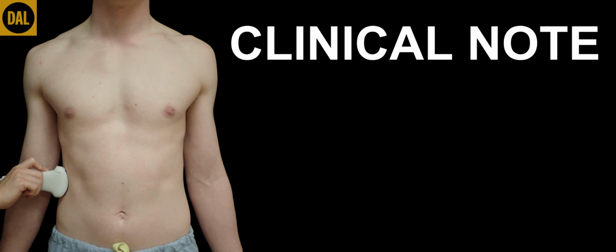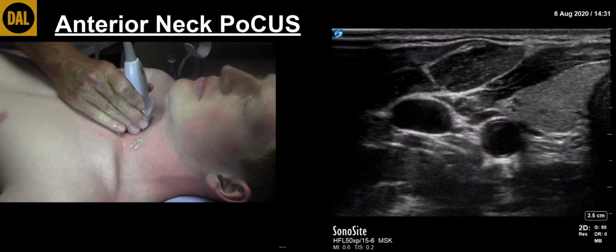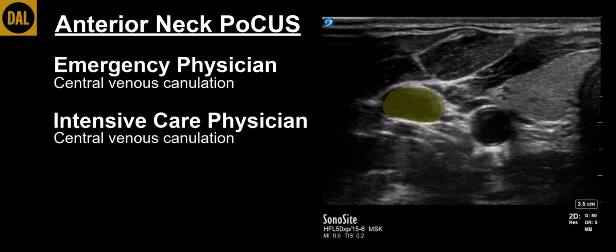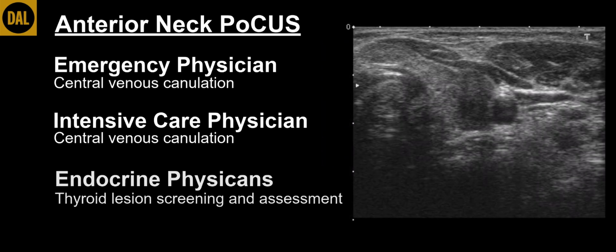Clinical note: this view of the neck is utilized by physicians from a number of specialties. Emergency physicians and intensive care physicians will frequently use this view to identify the internal jugular vein and to guide central venous cannulation. Some endocrine physicians will use this view to assess the thyroid for the presence of nodules or cysts.